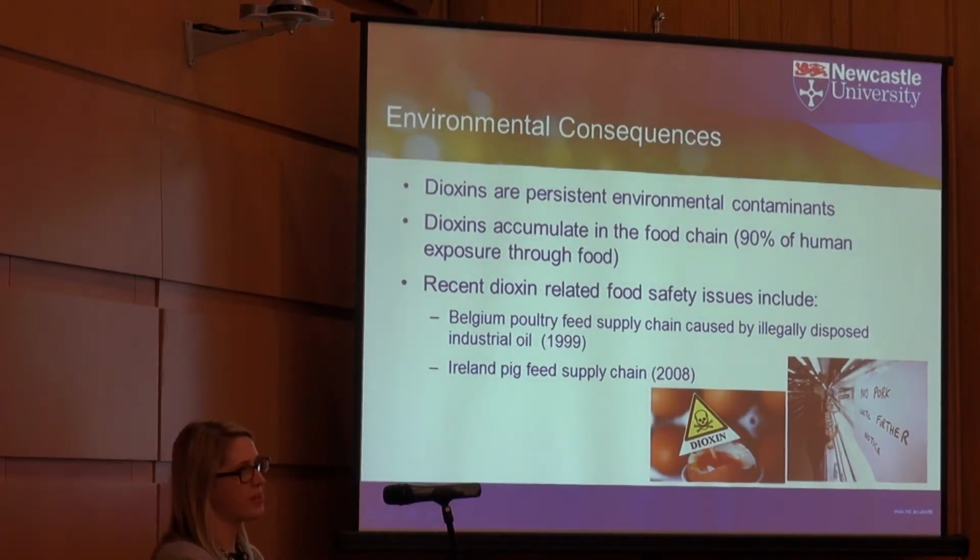Food safety risks also have significant environmental consequences. Dioxins are a particular example of this. Dioxins are persistent environmental contaminants. They accumulate significantly in the food supply chain, and 90% of human exposure to dioxins is through food. Some of the recent scandals are just listed here. They've related particularly to feed supply chains.